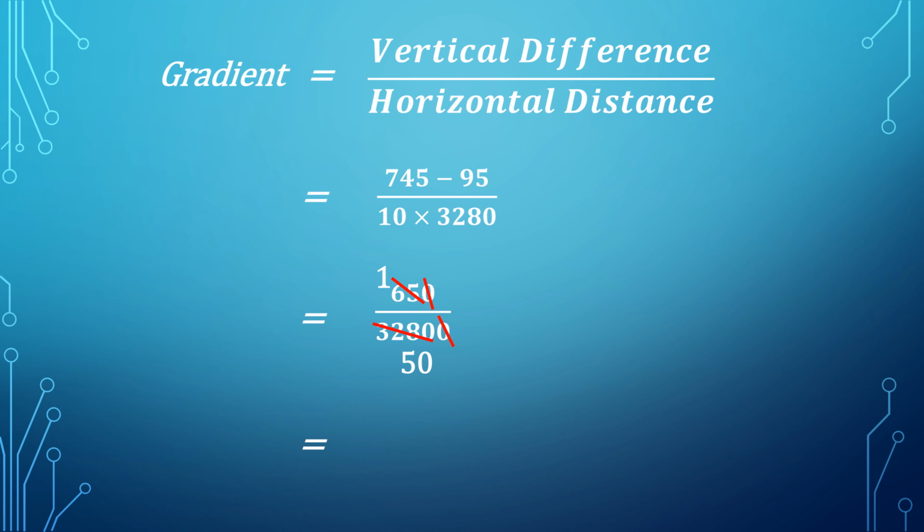Hence, our gradient is 1 over 50, or 1 to 50, which simply means that for every 50 feet along the horizontal distance, the height of the land increases by 1 foot. Once again, for every 50 feet along the horizontal distance, the height of the land increased by 1 foot.